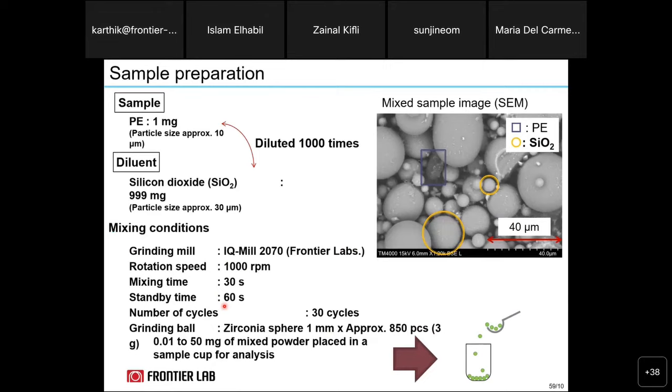So to demonstrate this with nanogram level microplastics, because as I said, preparation of standard is always a challenge. What we have done is we have taken polyethylene, 1 milligram, with a size of 10 microns, that has been diluted 1000 times using silica. Then we have done the cryomilling to powder everything. Then we have weighed this into 0.01 milligram to 50 milligram. So here the polyethylene is already diluted to get this nanogram level.